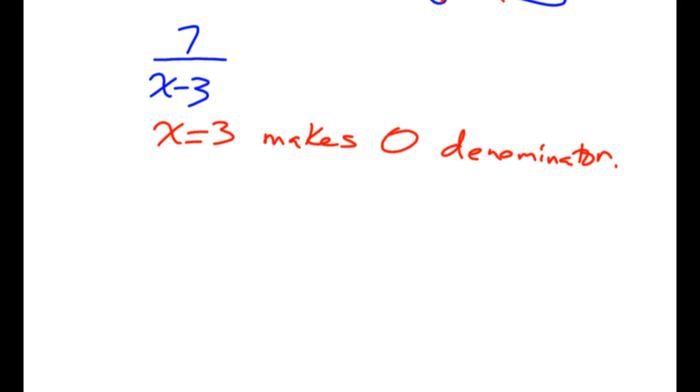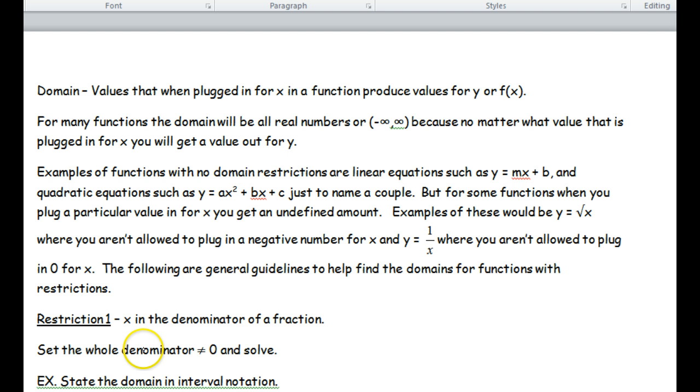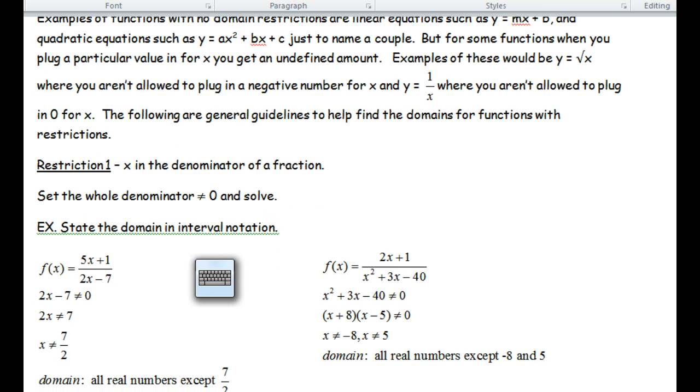So if I was allowed to plug numbers in for x, I could plug in any number that I want except for 3, right? So the first red flag that we need to focus on is if I see an x in the denominator of a fraction, I need to make sure that whatever that x value is in the denominator doesn't give me 0 in the bottom. And that's this first restriction right here. Restriction 1: x in the denominator of a fraction, you need to avoid 0, okay?